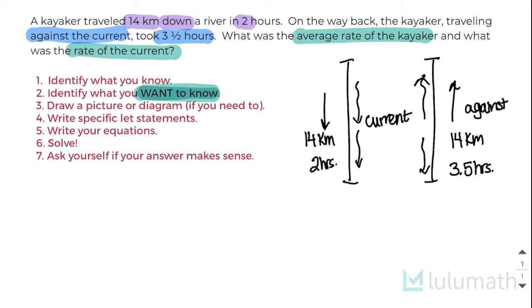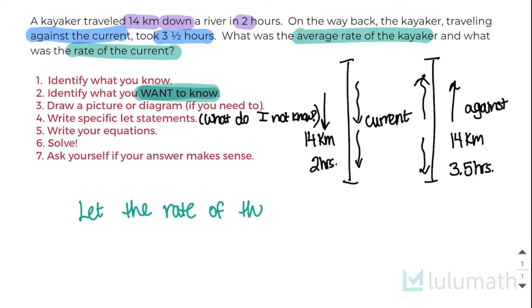Now we need to write specific let statements. And remember, always ask yourself, what do I not know? Okay, so I don't know how fast the kayaker is going. That's an unknown for me. So I'm going to say, let the rate of the kayaker equal X, okay?